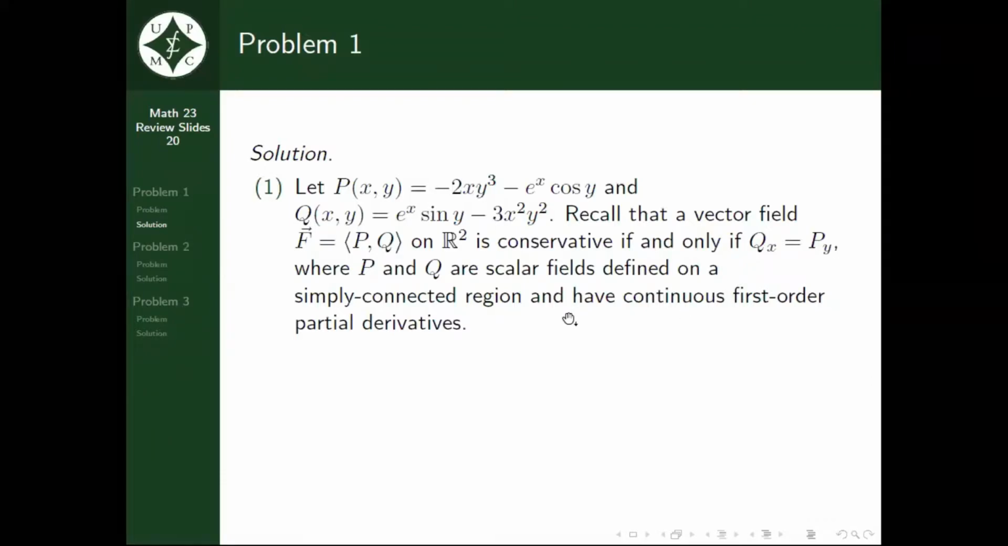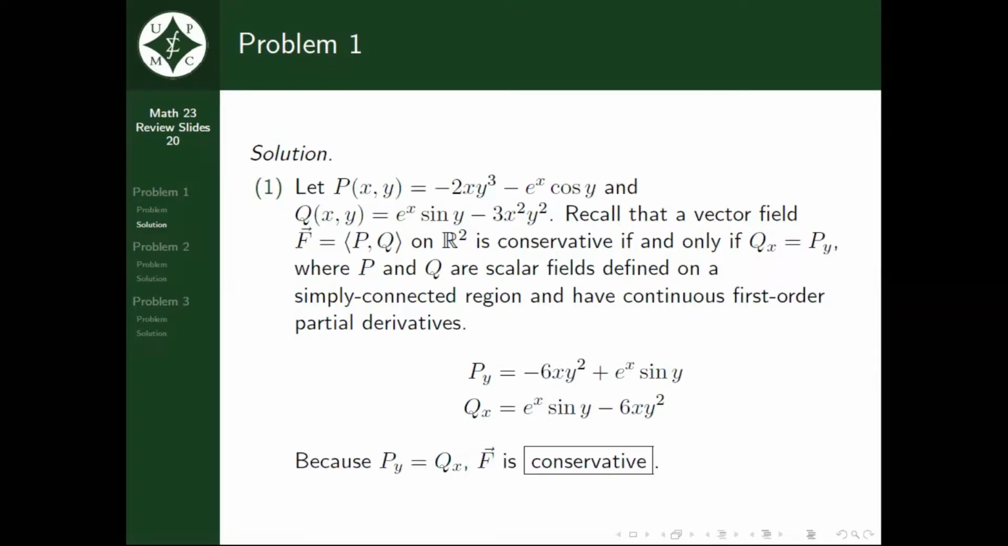So, by computing the partial derivatives, we obtain this. Hopefully, you still know how to compute partial derivatives. Otherwise, you may refer to our previous videos about partial derivatives. So notice that they are equal. Therefore, F is conservative.